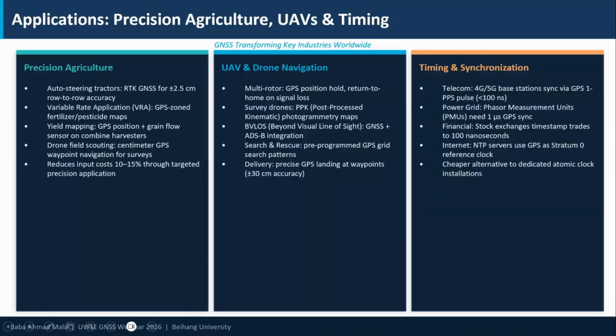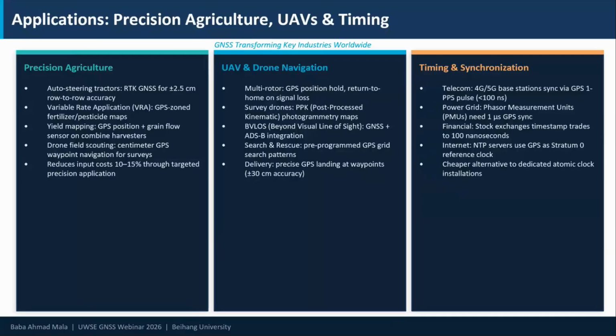In precision agriculture, RTK-guided tractors can auto-steer within 2 centimeters, allowing for perfectly straight rows 24 hours a day. It could work all day. This minimizes wasted seeds, fertilizers, and fuel.